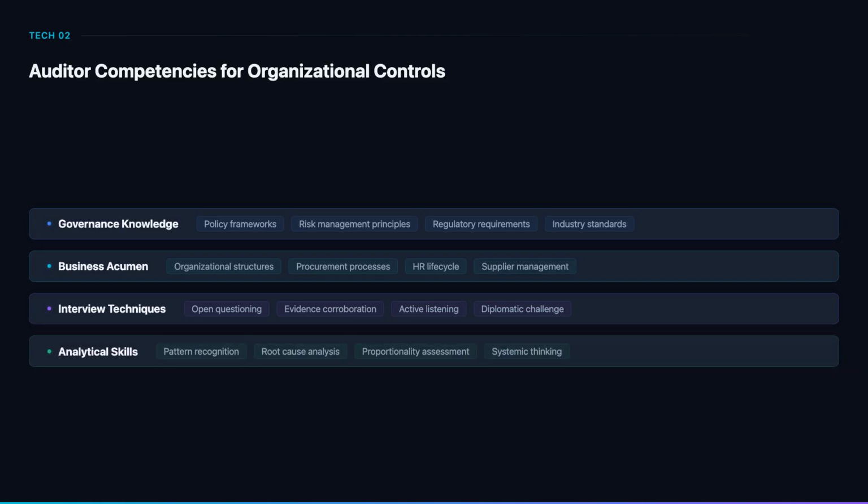Analytical skills help you see beyond individual control findings to systemic issues. Develop pattern recognition to identify when multiple control weaknesses share a common root cause. Practice root cause analysis to distinguish symptoms from causes. Assess proportionality to evaluate whether controls match the organization's risk profile. And apply systemic thinking to understand how organizational controls interconnect.